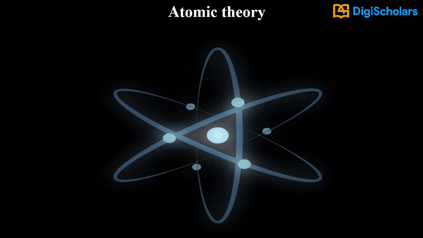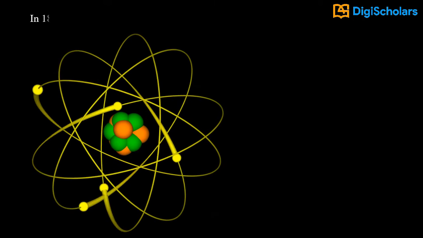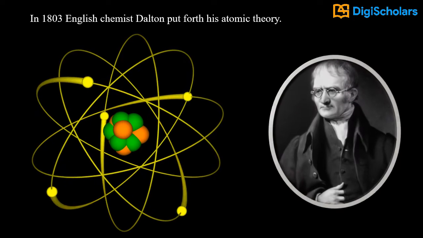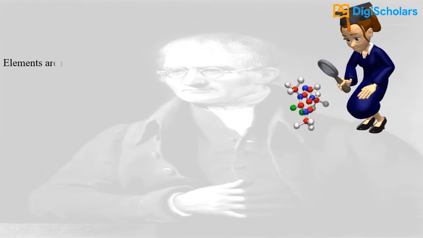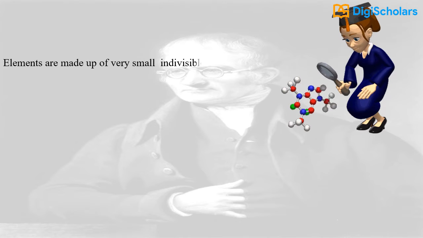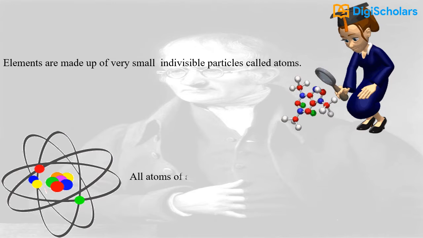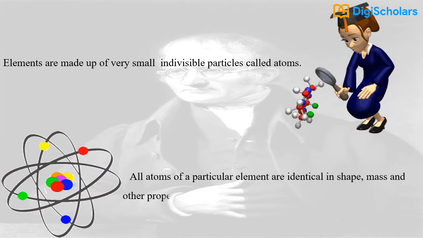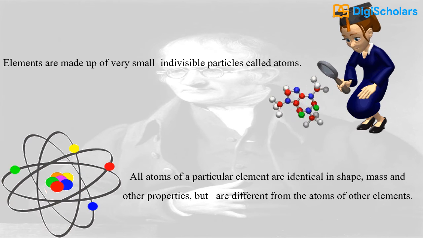Atomic theory. In 1803, English chemist Dalton put forth his atomic theory. Elements are made up of very small indivisible particles called atoms. All atoms of a particular element are identical in shape, mass and other properties, but are different from the atoms of other elements.